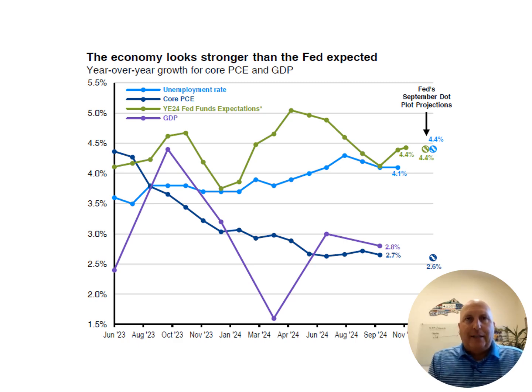The last one is our GDP, our gross domestic product. That has looked like it's been better, and then it's backed off and a little bit better. It looks like they were anticipating about 2%. It's actually at 2.8, so it's better than anticipated.